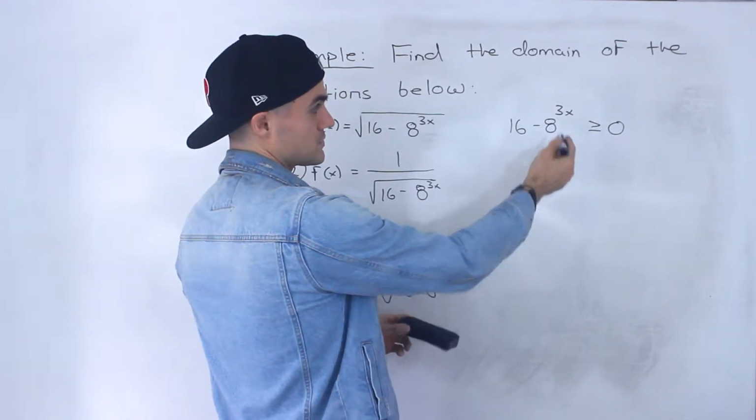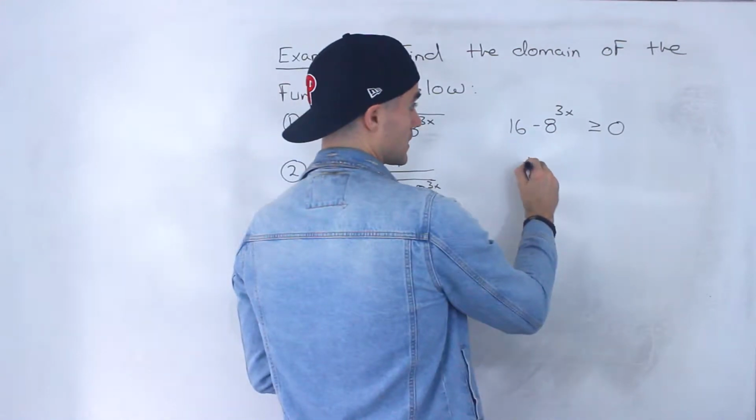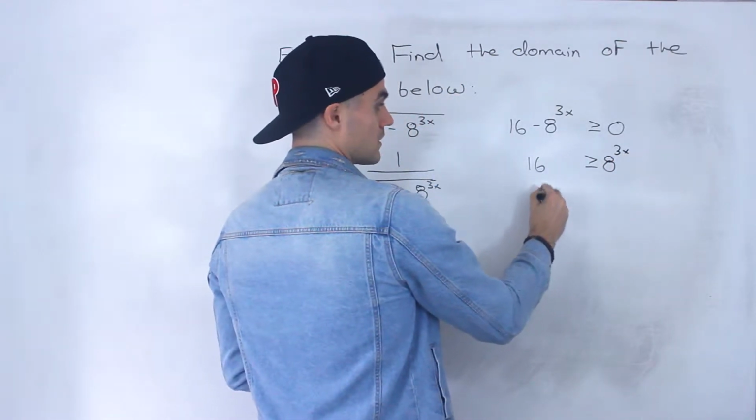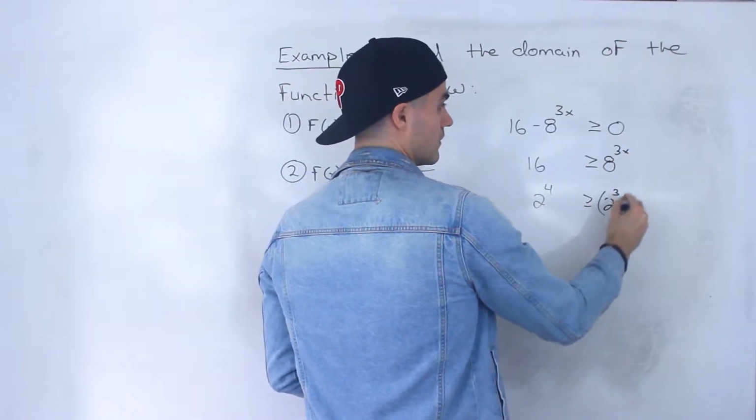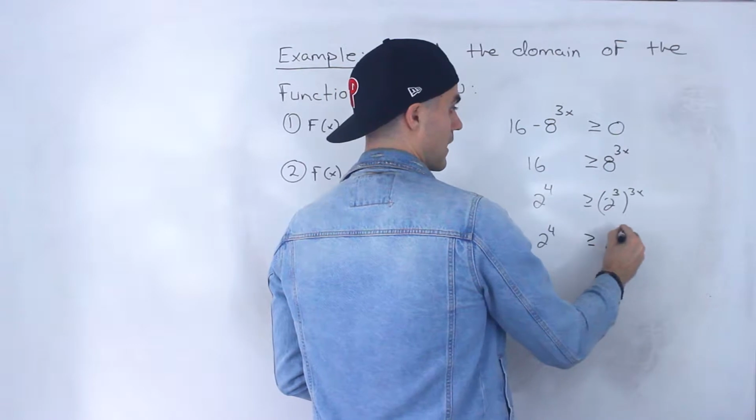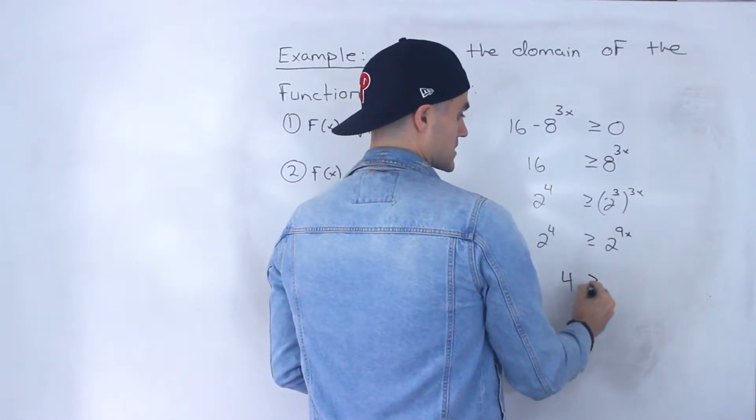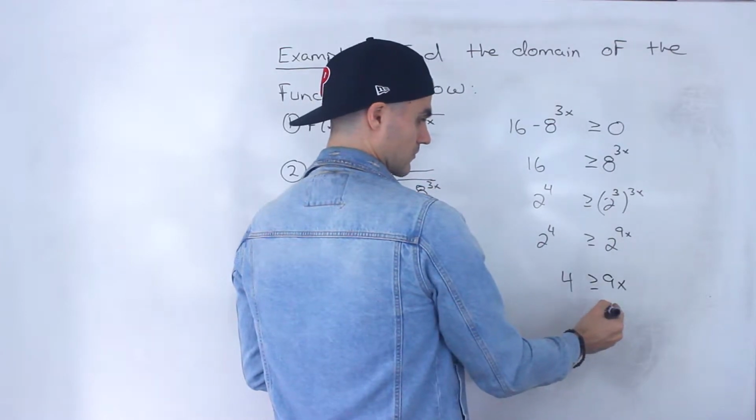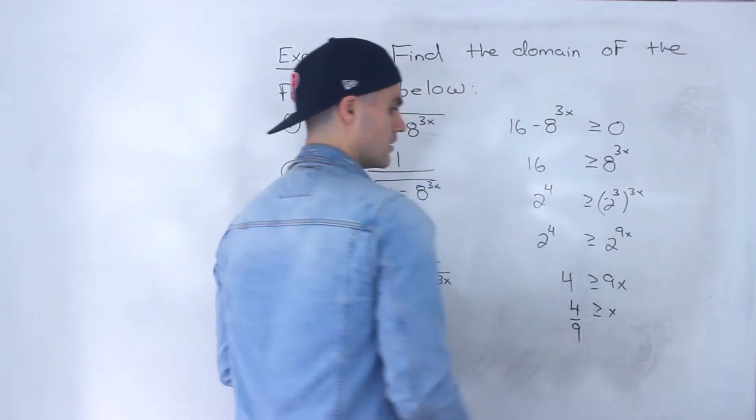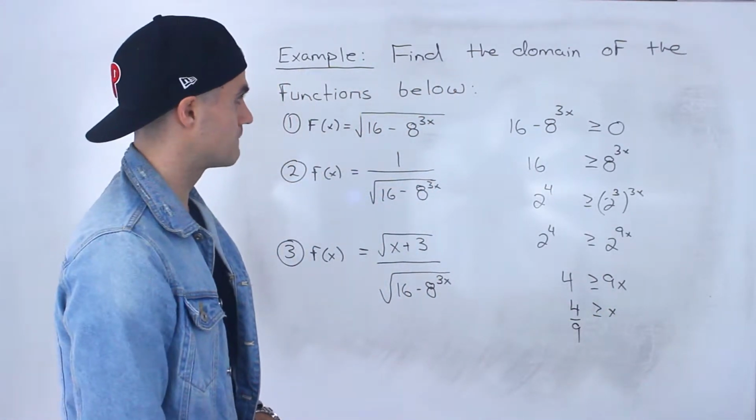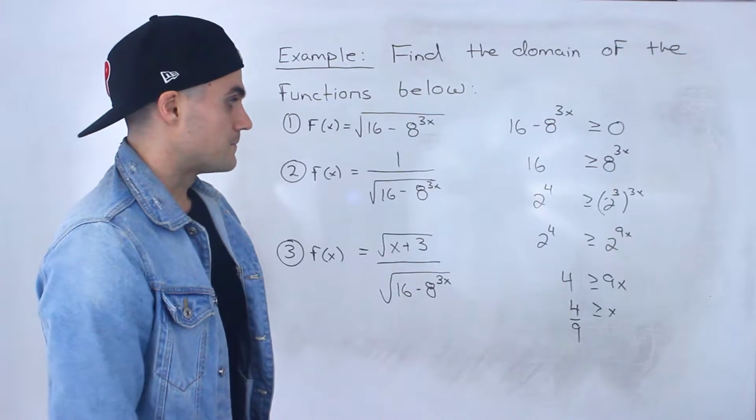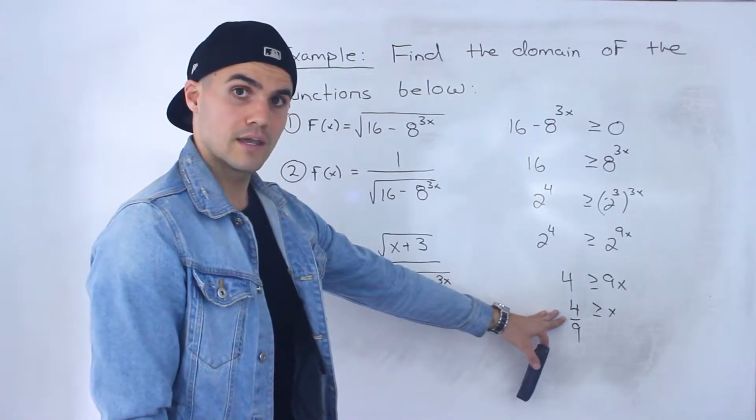And so for here, what we got to do is basically isolate for x in this inequality. So we can bring this negative 8 to the power of 3x over. Then here what we can do is get the same base. Like that. So we got 2 to the power of 4 greater than or equal to 2 to the power of 9x. And then that means 4 has to be greater than or equal to 9x. Divide both sides by 9 means x has to be less than or equal to 4 over 9, like that. Let me just make sure that everything is all good here. Yeah, looks all good to me, right? So that is the restriction on x.